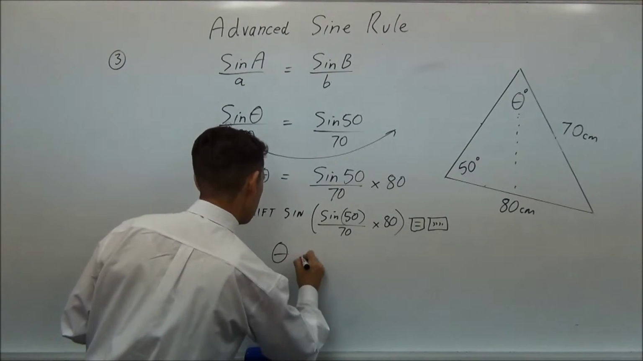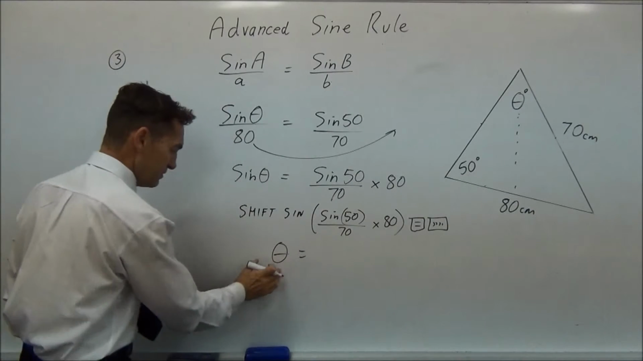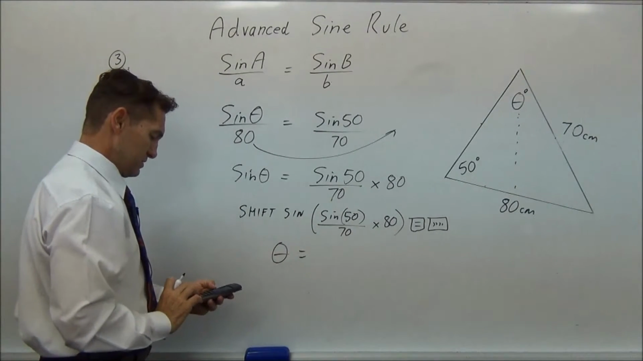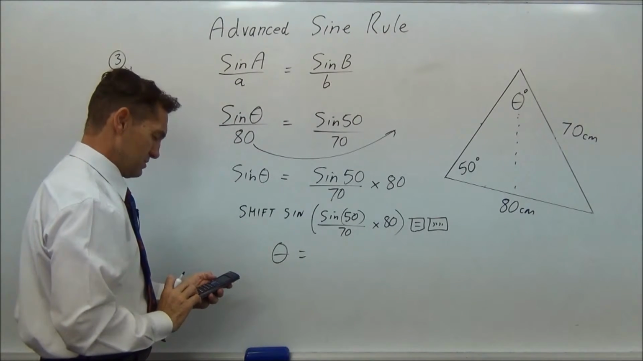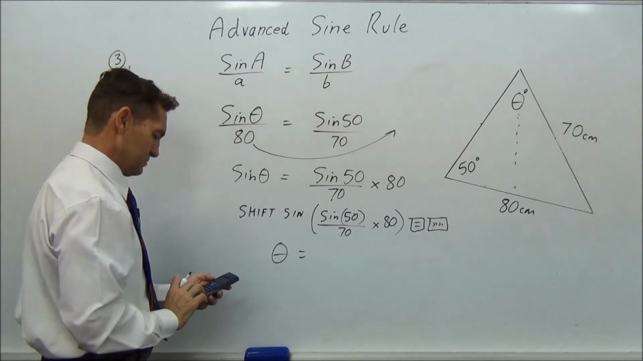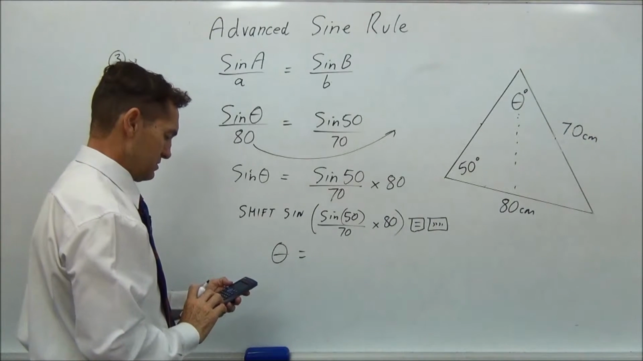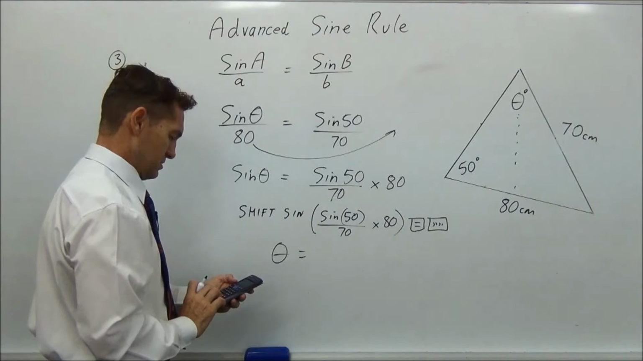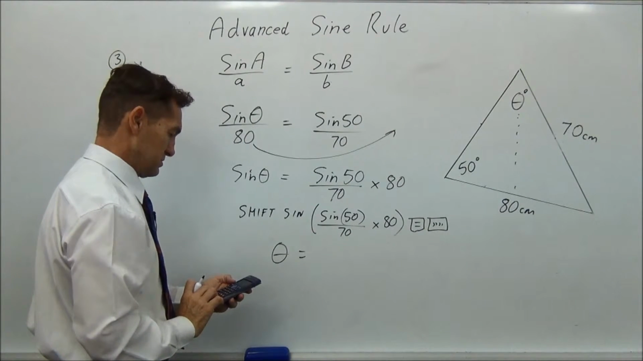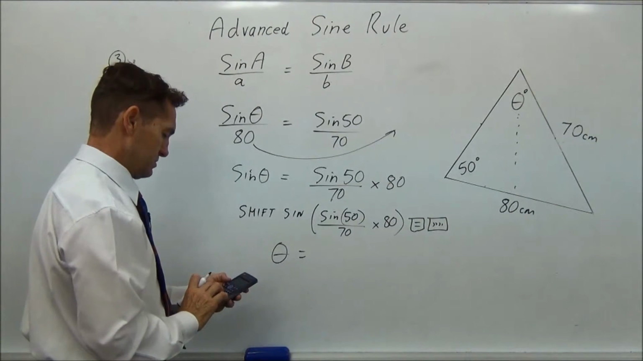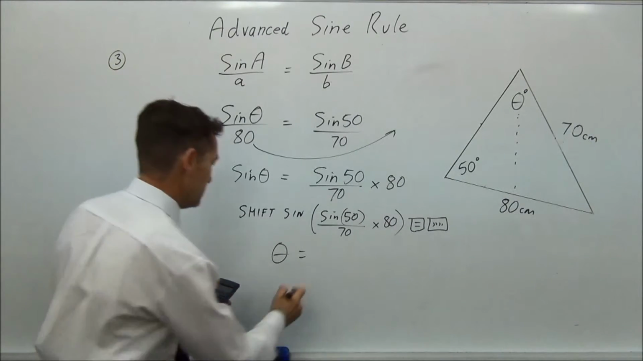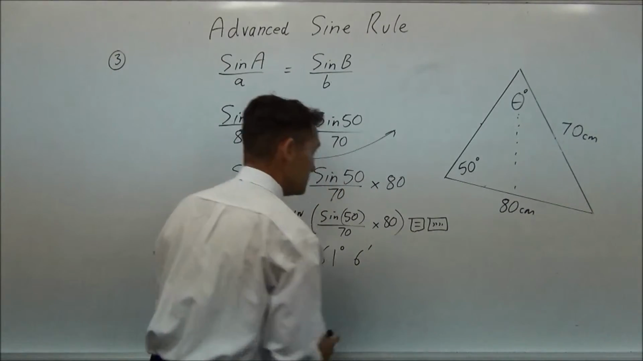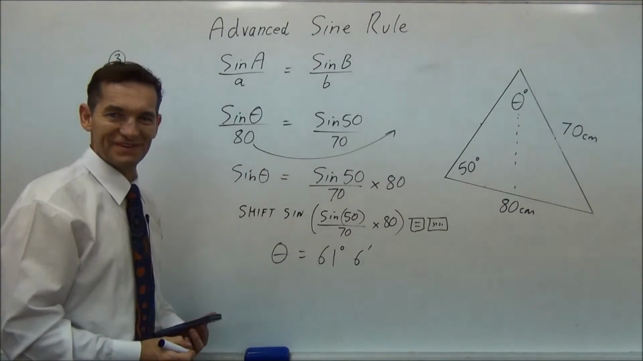So then you'll have theta equals, and you don't need to write this, you just need to write this. It's good practice for you. So we're just going to press shift answer. Oops, let's just do that again. Answer equals degrees, minutes and seconds, and we get 61 degrees and 6 minutes, and you're done.